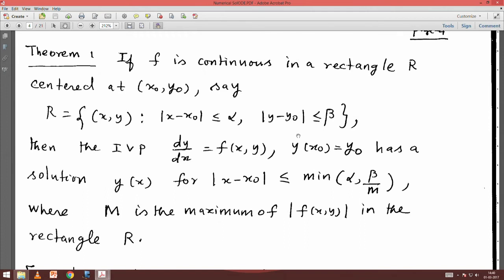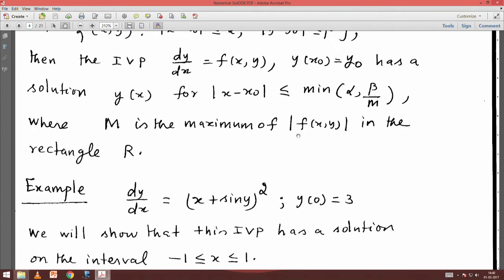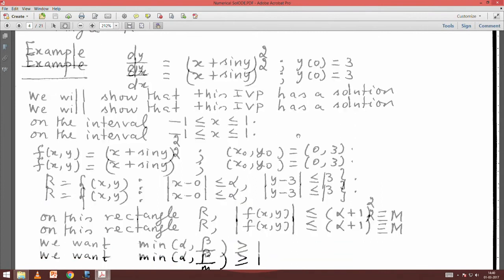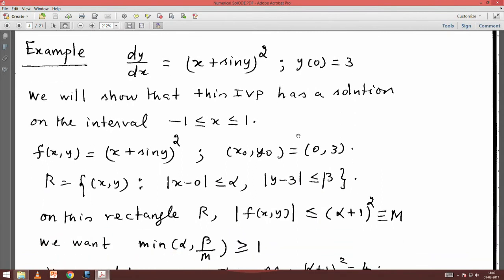Then a solution exists for this initial value problem in an interval which is a neighborhood of the initial point x naught. So, let us consider an example and try to understand the result given in the theorem. If you take dy by dx is equal to (x plus sin y) the whole square with y of 0 equal to 3, we will show that this initial value problem has a solution on the interval minus 1 to 1 that encloses this initial point x naught which is 0.